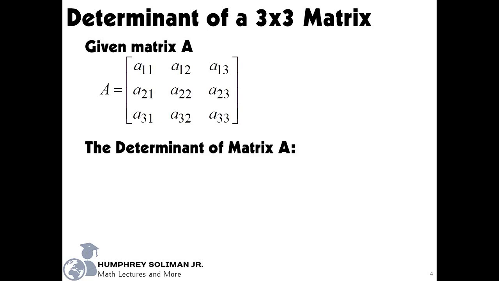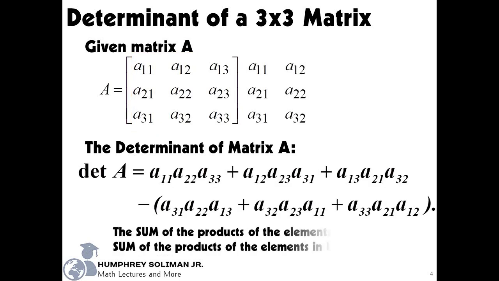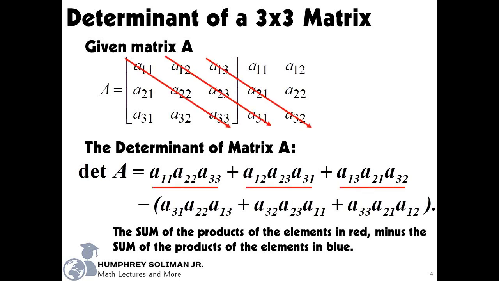Now, to find the determinant of a 3x3 matrix, we will use the given matrix A below. Our first step is to copy the first two columns of matrix A, and put them beside it. The determinant of matrix A is equal to the sum of the products of the elements passed by the red arrows going down, minus the sum of the products of the elements passed by the blue arrows going up.